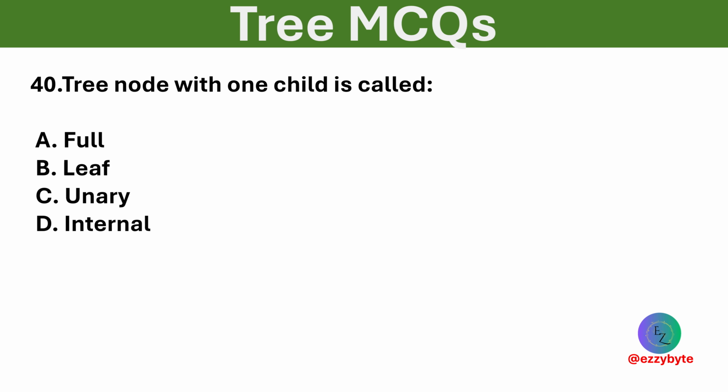Tree node with one child is called. Options are full, leaf, unary, and internal. Option C is correct. A unary node has one child.